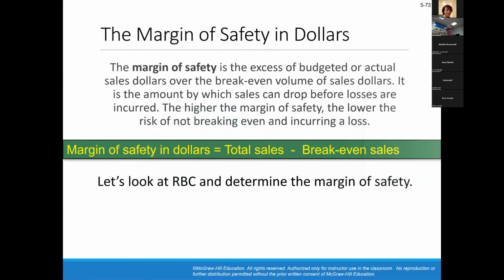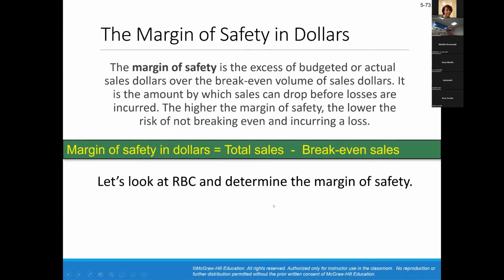All right, now we're going to look at margin of safety. So the margin of safety is the excess of budgeted or actual sales dollars over the break-even volume of sales dollars. Okay, so it's over the break-even. It's the amount by which the sales can drop before losses are incurred. The higher the margin of safety, the lower the risk of not breaking even and incurring a loss.